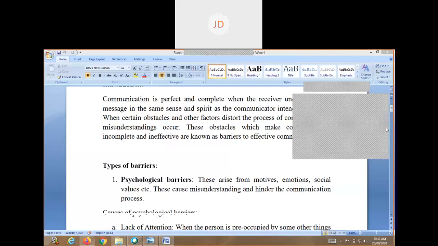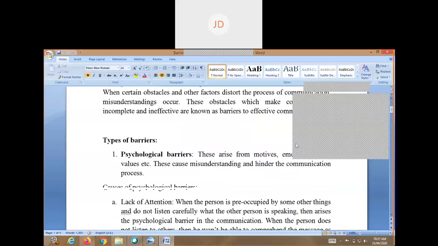This psychological barrier occurs due to some reasons, and I have listed the reasons. Give me 1 second.